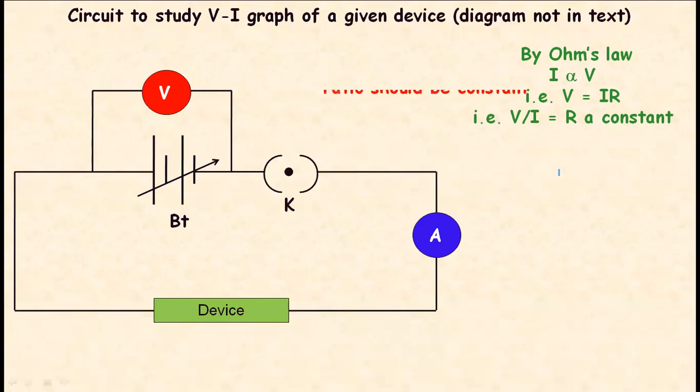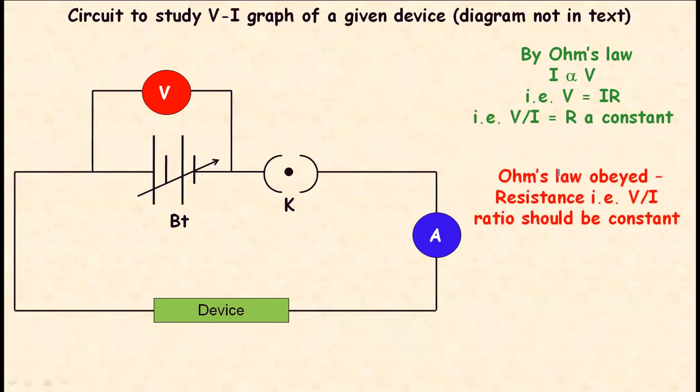Okay, right. So whenever I say a device is obeying or a material is obeying Ohm's law, it means the resistance of the material should be a constant. We have to prove that the resistance of the material or the device is a constant. To prove the resistance of the device is a constant, we have to prove the V by I ratio to be constant.